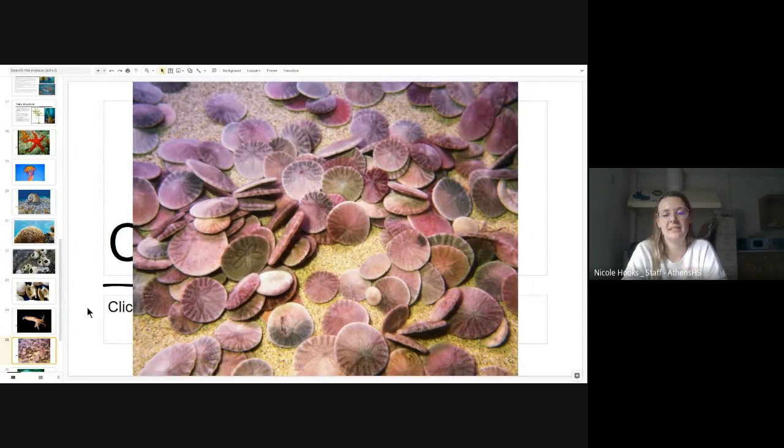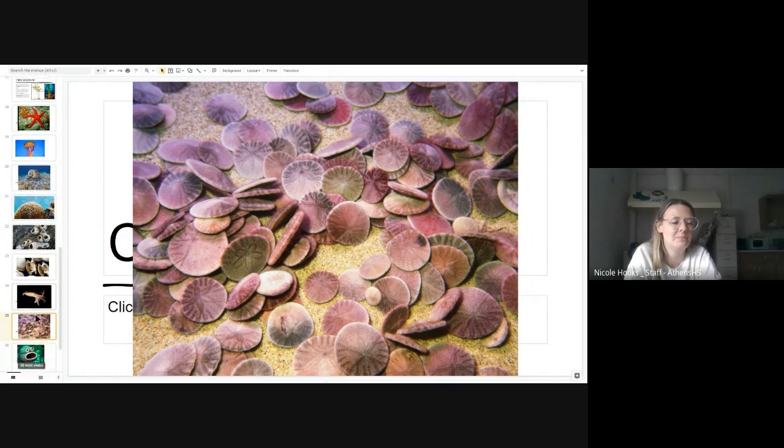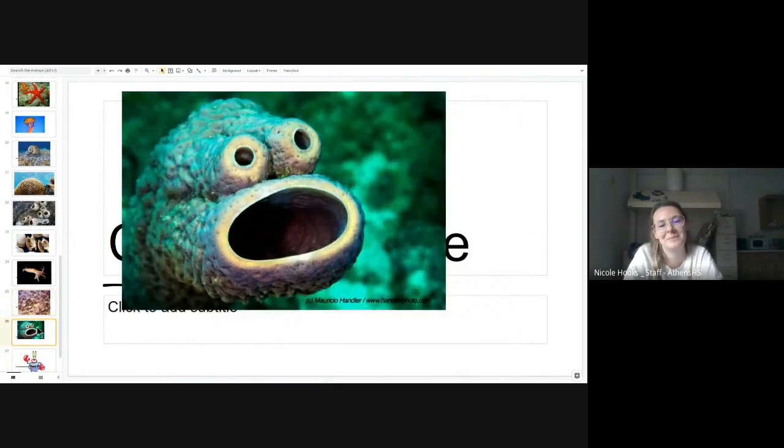What about this? This is a sand dollar. This is what sand dollars look like when they're alive. They're not white. The ones you find on the beach are very dead and decayed. They're like the skeleton that's left behind. Echinoderm.